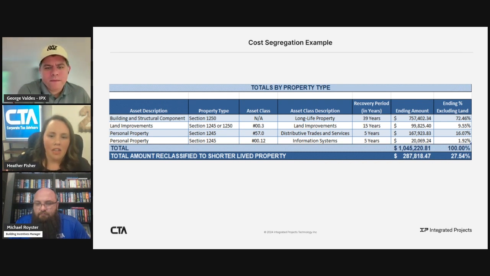And so when we take out that 30%, or about 30%, to accelerate the depreciation, they're left with a depreciable value of $287,818, and the percentage there is 27.54, getting really close to that 30%. That's really what they can look at. And that's the kind of thing we do: we come in, pull those out, and reallocate them for this cash benefit.